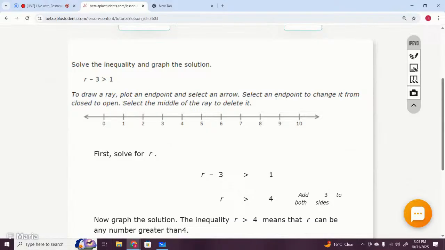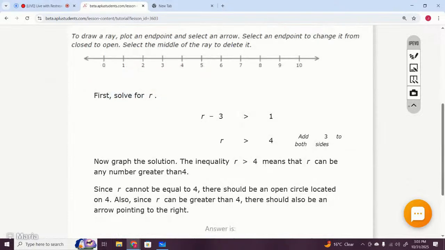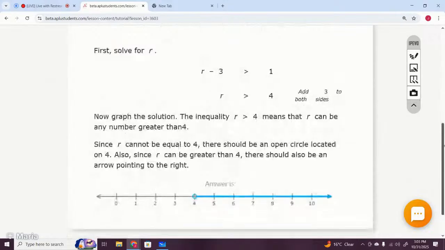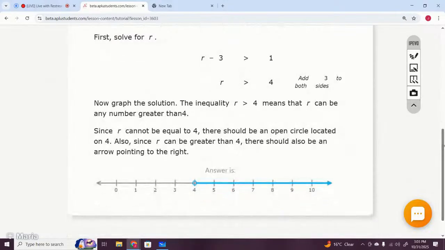Solve the inequality and graph the solution. R minus 3 is greater than 1. First thing you need to do is solve the inequality. You need to isolate the variable R. So it would be R is greater than 4. Now you have the inequality. So 4 is not the solution but all the numbers that are greater than 4. So we have an open circle at 4 and the graph is pointing on the right side, right?